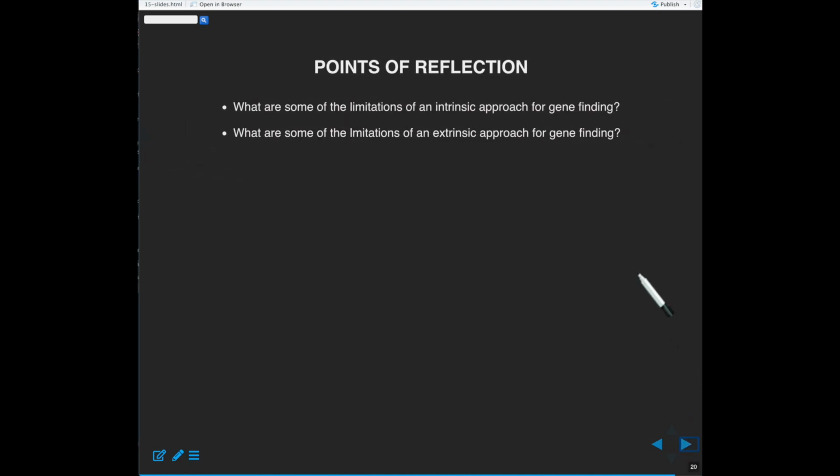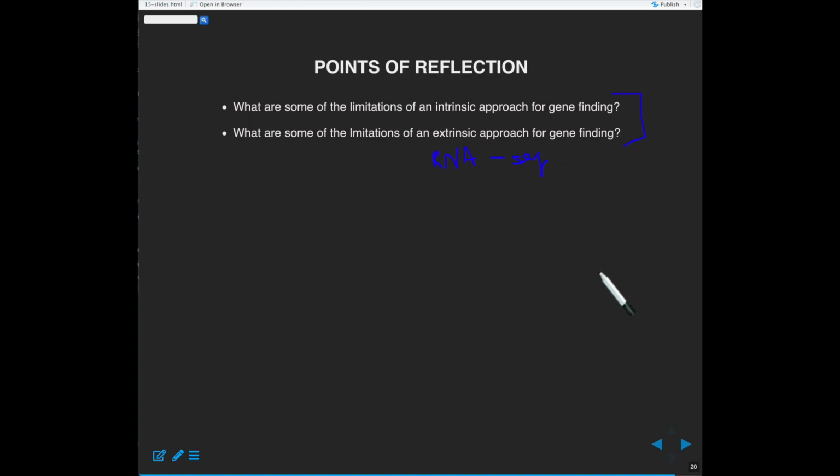Okay, so points of reflection to end here. Think a little bit about what the relative advantages and disadvantages of these different methods are. Include in your thinking RNA-seq and how that could be used. Make sure you understand the basic idea there. If you don't, we can talk about it in the lecture.